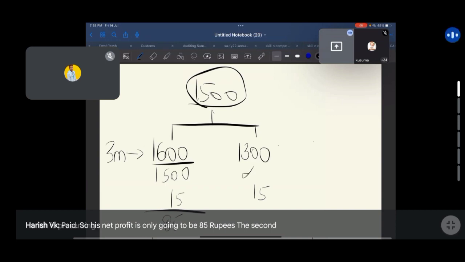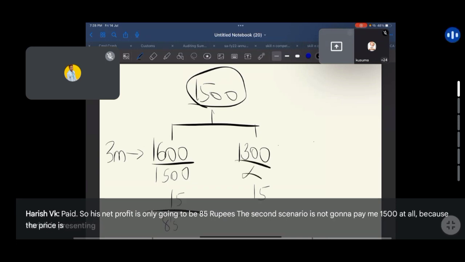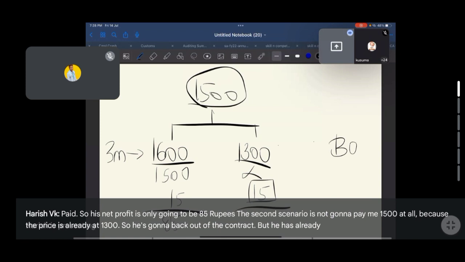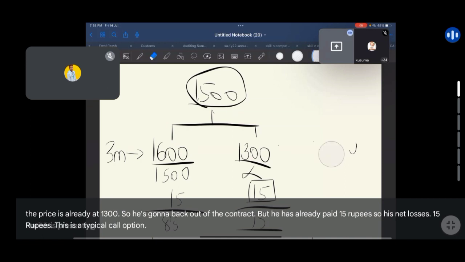In the second scenario, he's not going to pay me 1500 at all because the price is already at 1300. So he's going to back out of the contract. But he has already paid 15 rupees, so his net loss is 15 rupees. This is a typical call option.